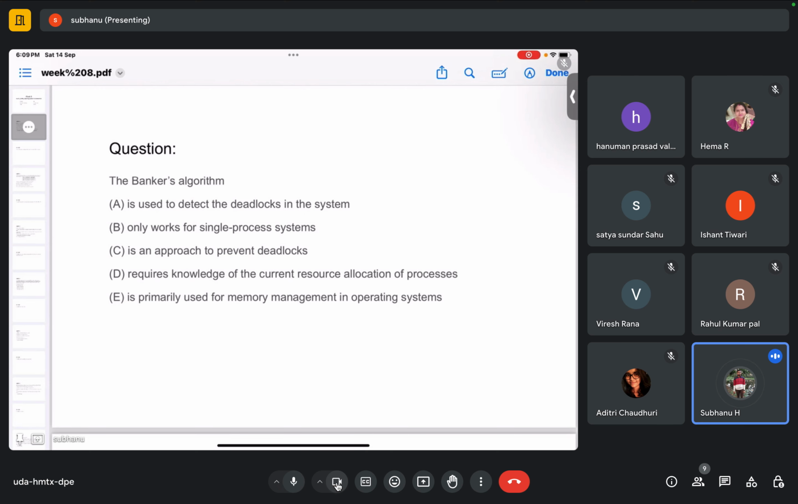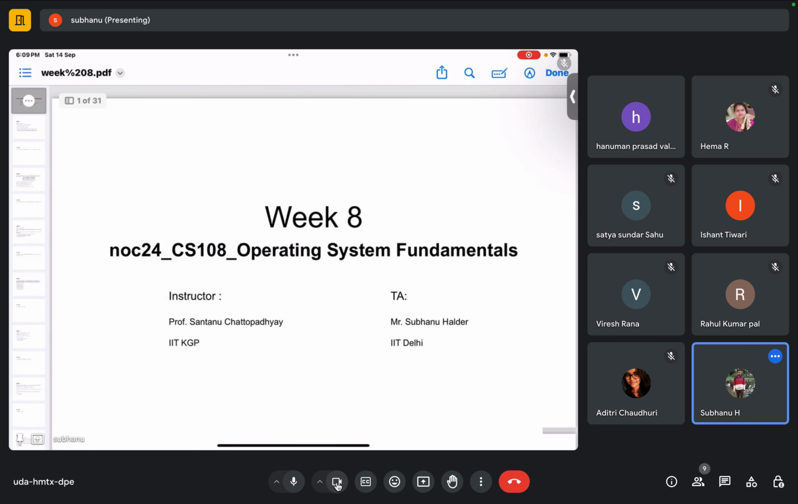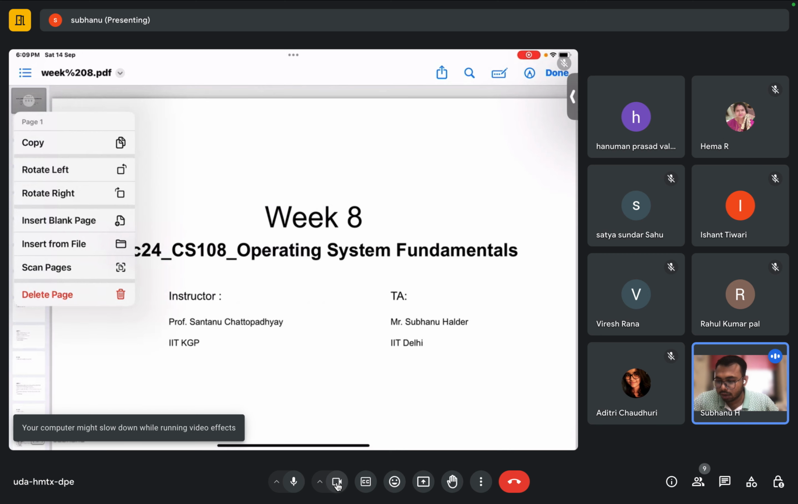Hi. So we'll start with the first thing first. We'll try to see what the necessary conditions for deadlocks are and how deadlock happens, basically.